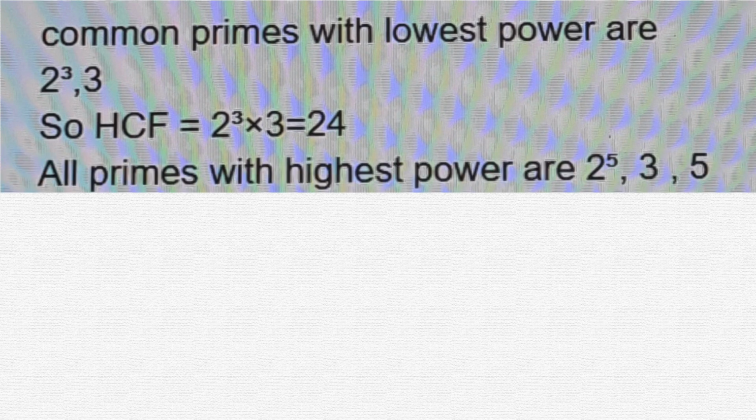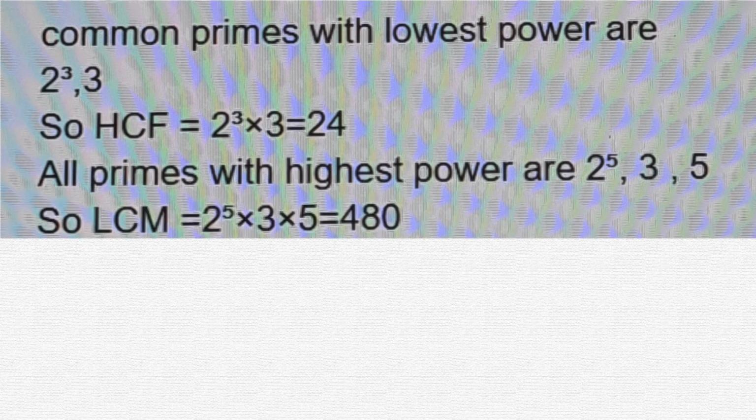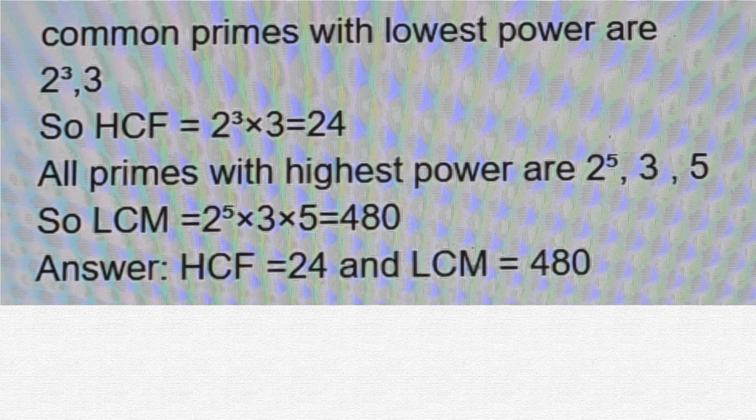Common primes with lowest power are 2 superscript 3, 3, so HCF equals 2 superscript 3 times 3 equals 24. All primes with highest power are 2 raised to 5, 3, 5. So LCM equals 2 raised to 5 times 3 times 5 is equal to 480. Answer, HCF equals 24 and LCM equals 480.